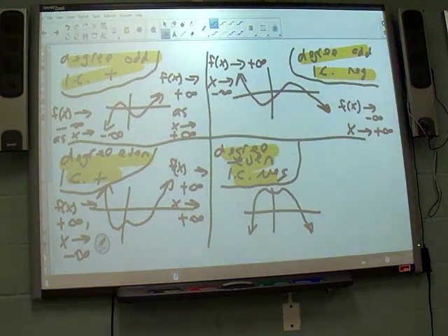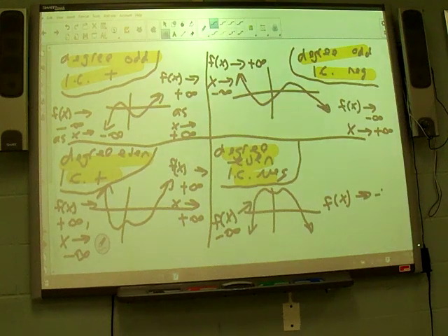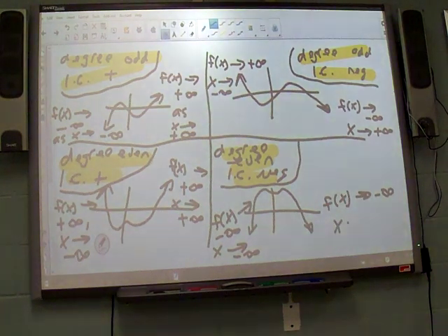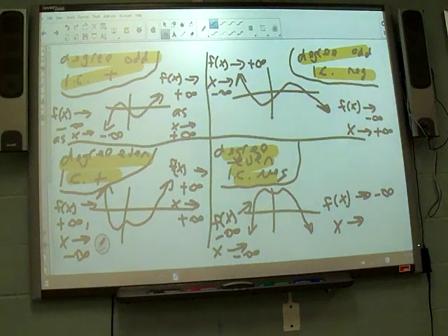Okay, now to fill in my infinities here, both of my f of x's are going down, so on both sides your f of x's are going to approach negative infinity. Over here on the left side, my x is going to the left, so it's going to approach negative infinity. But on the right side, my x is going to the right, so it's going to approach positive infinity.